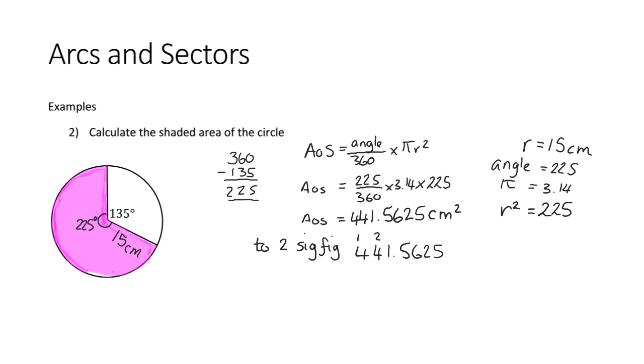There's my second most significant figure. The 1 is beside it. That's going to make it stay the same. So to 2 significant figures, my area would be 440 centimetres squared. And that's what's involved with the area of a sector.